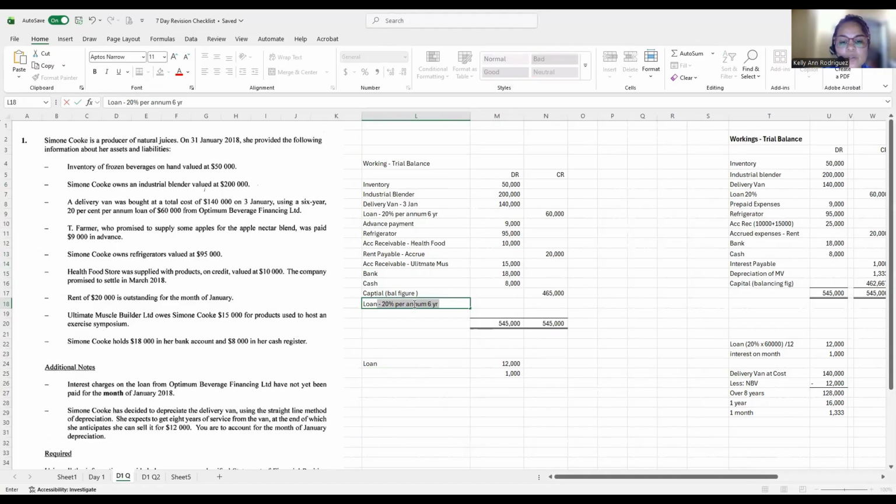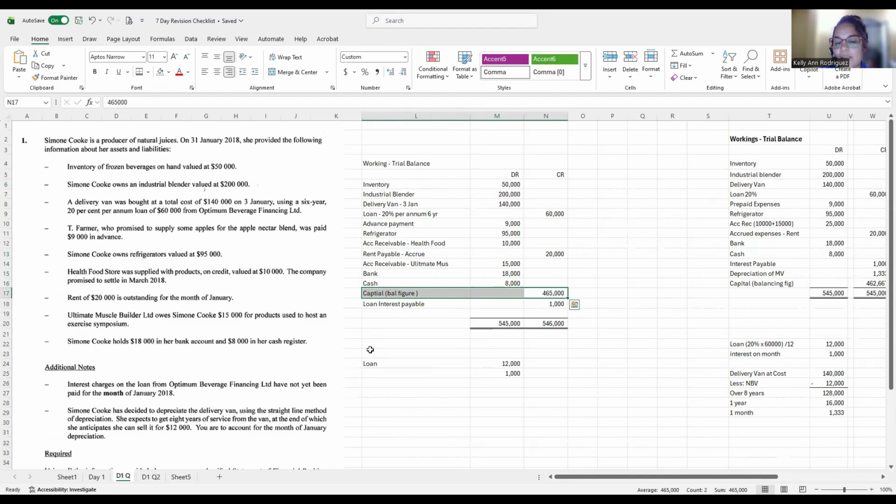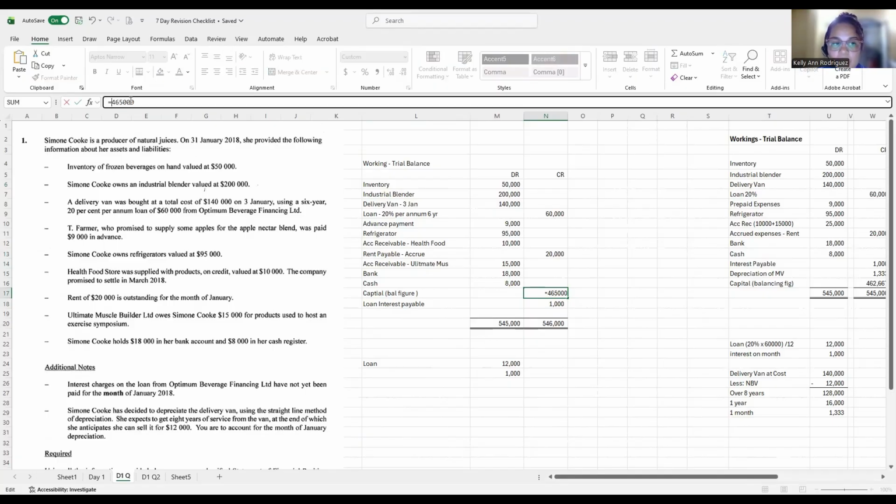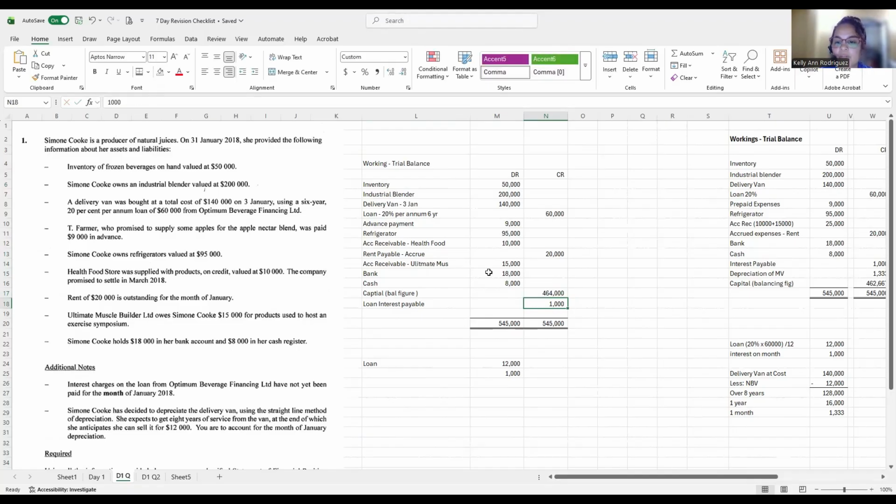So we now have to include that in our working trial balance. So loan interest payable, which is accrued for, should go as a liability because it's payable, 1,000. Now remember, this here was your capital balancing figure. So if you include 1,000 on your credit side, you have to minus it from the balancing figure in order for your capital to balance. So let's minus that 1,000. So now your capital changes, right? It's a balancing figure in your trial balance.